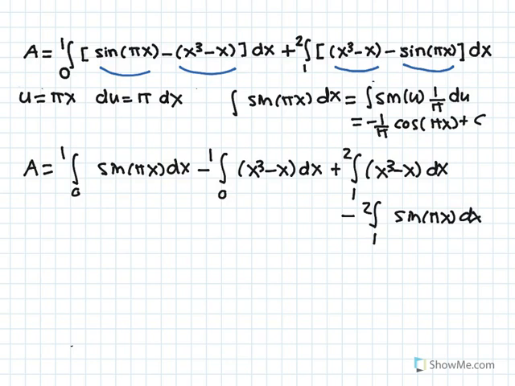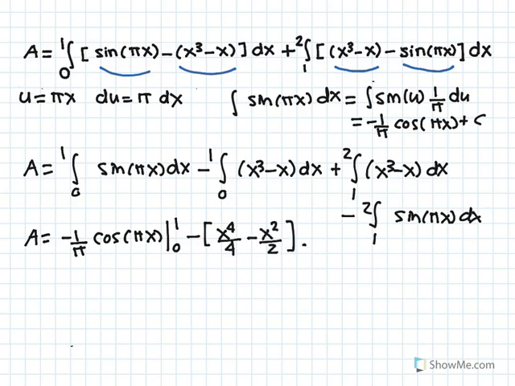All right, so for the first integral, we already solved that. The integral of sine of pi x is negative 1 over pi cosine of pi x, evaluated from 0 to 1, minus the integral of x cubed minus x. That's just reversing the power rule, so that's going to be x to the fourth over 4 minus x squared over 2, evaluated from 0 to 1, plus the integral from 1 to 2, that's going to be x to the fourth over 4.